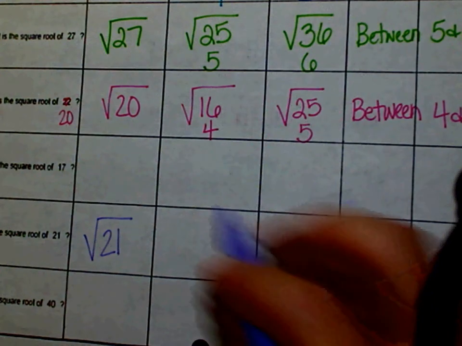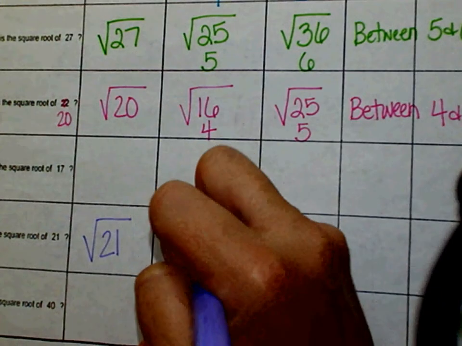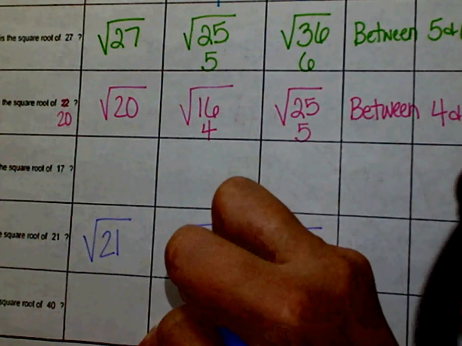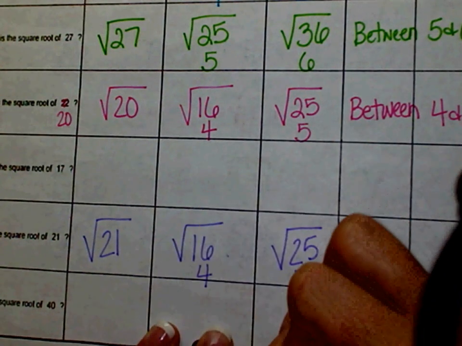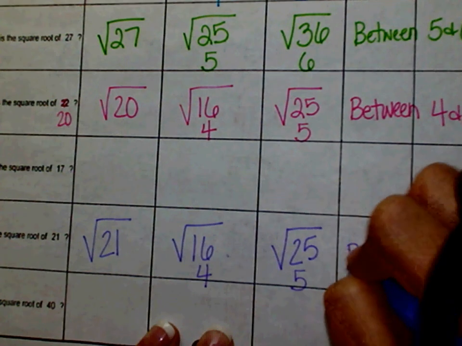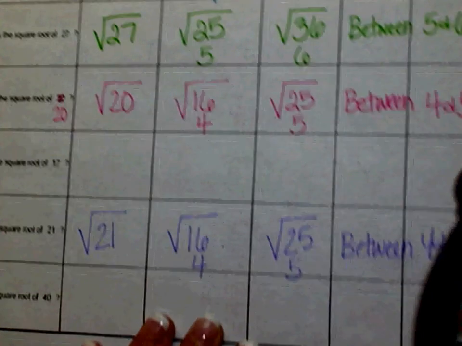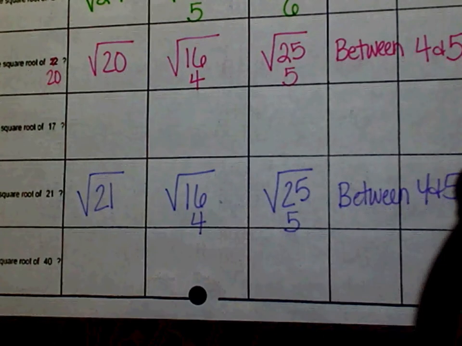So here's another one. We keep going to the 16 and 25. Square root of 16 is 4. Square root of 25 is 5. So your answer would be between 4 and 5. We're going to do one more and try to get away from this 4 and 5.